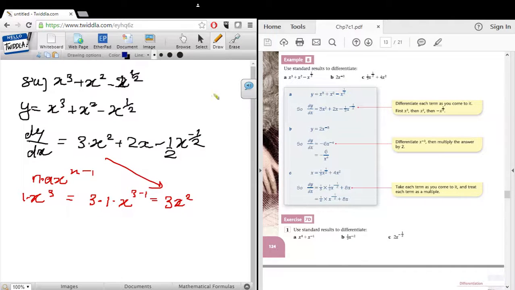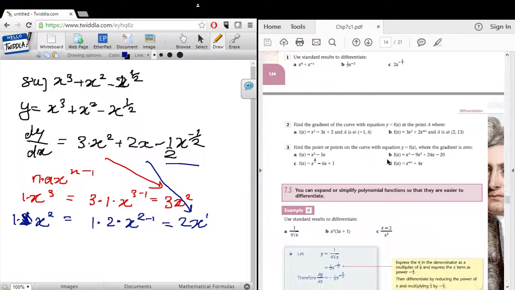So we have x^2, sorry about that, 1, jumped the gun there. So we have 1 multiplied by 2, by x to the 2 minus 1, equals 2x^1, which is what we have here, and you can work it out for the last one. And the similar thing for B and C, not difficult, and you can do it on your own.